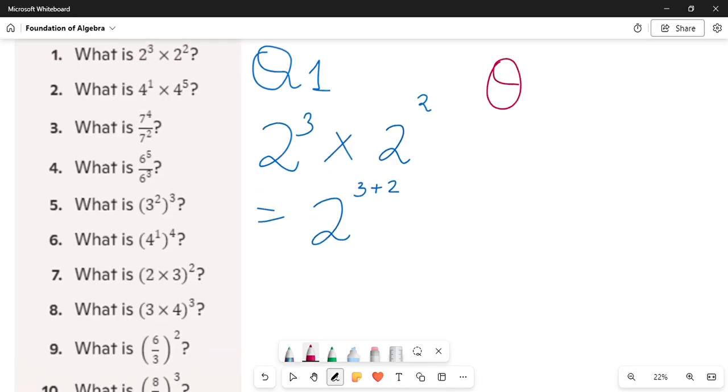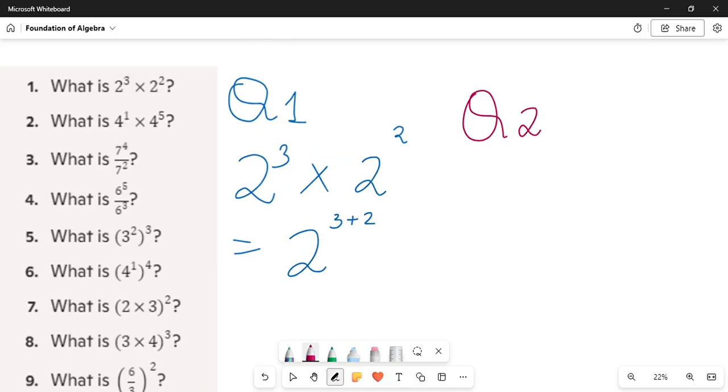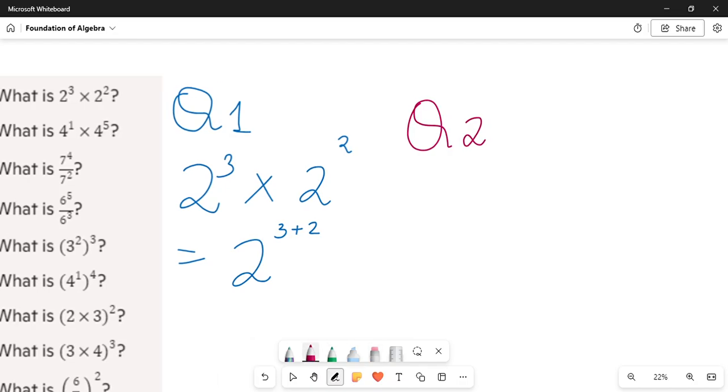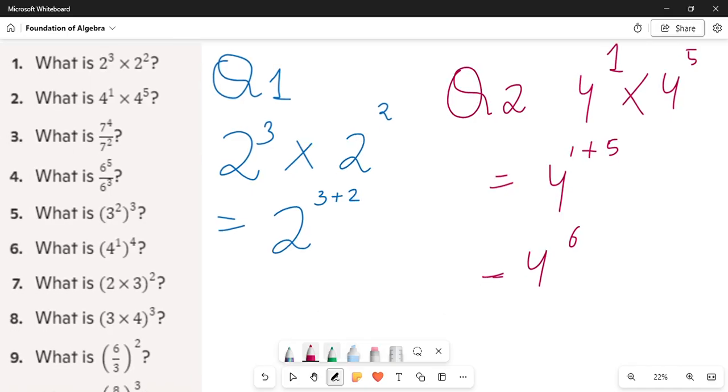Let's just write it over here, which is 4 to the power of 1 times 4 to the power of 5. This is again the very first law. When the bases are the same, you write the base once and you add the powers. 1 plus 5, which equals 4 to the power of 6. Wait a second, I didn't solve this here.